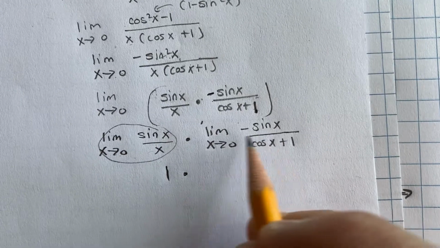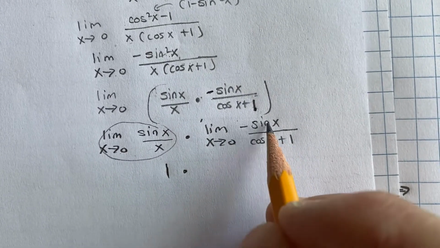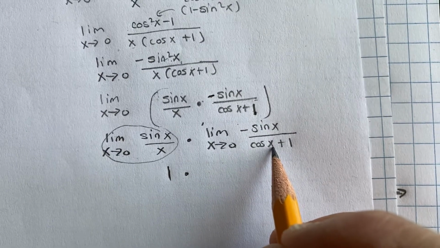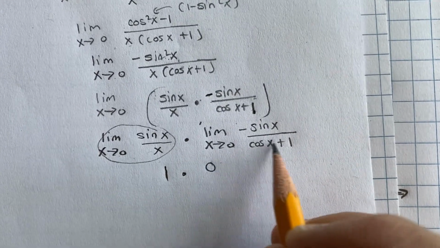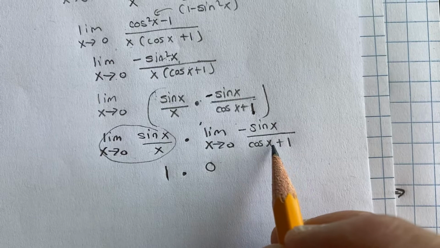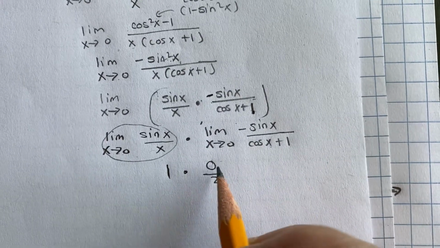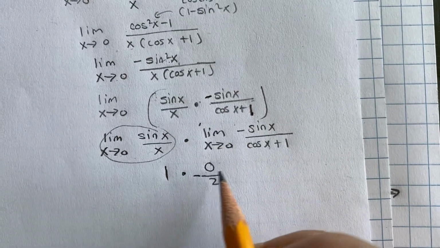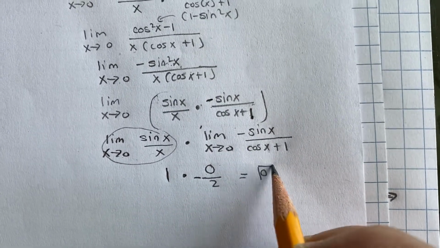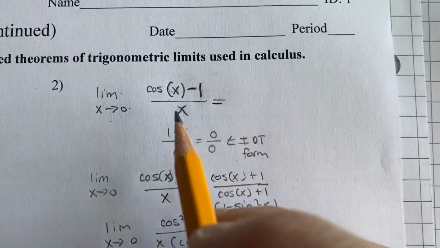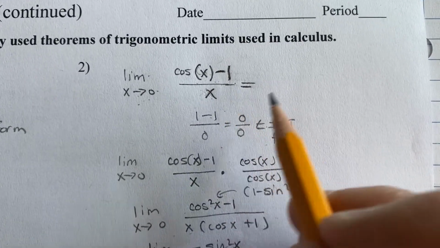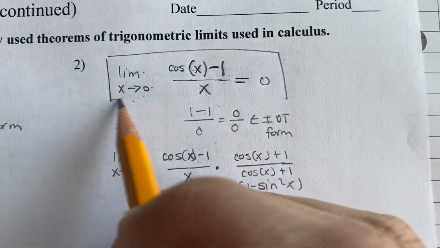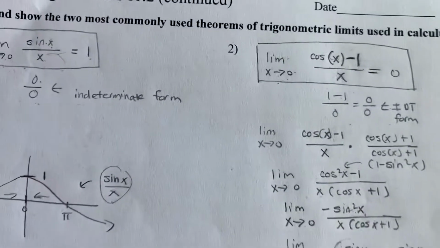This one, you can use direct substitution. If I plug in 0 over here, sine of 0 is 0, cosine of 0 is 1, and I'm not going to get a 0 in the denominator. 1 plus 1 is 2. There's no such thing as a negative 0, but you can write the negative if you want. 1 times 0 is 0. And so the limit as x approaches 0 of cosine x minus 1 over x is 0. You can use that information or theorem in your homework.